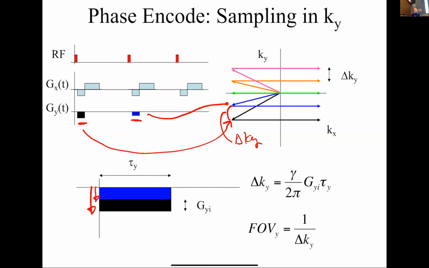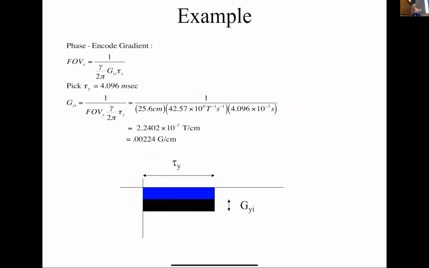So that incremental amplitude, we're going to call it GYI. That's how much I increment the amplitude each time. And let's say I'm given tau sub y. Then my delta ky is gamma over 2 pi times that incremental amplitude times the length of time I have my gradient on. If I'm given FOV of y, I can certainly solve for delta ky, and then I can solve for either GYI or tau y. Let's look at an example of that.